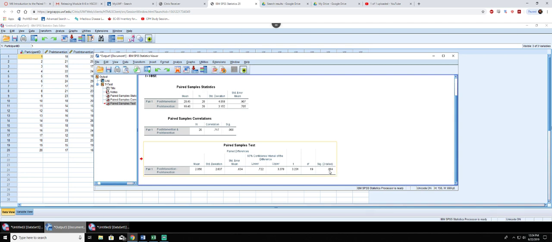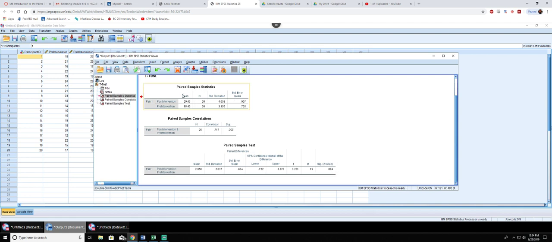So we're looking at this number here. If this number is bigger than 0.05, we would have to keep our null hypothesis, accept our null hypothesis, that there is no difference. But since it's smaller than 0.05, we can comfortably reject our null hypothesis, which means that we can say we know that there is a statistically significant difference between the means of these two sets of data.